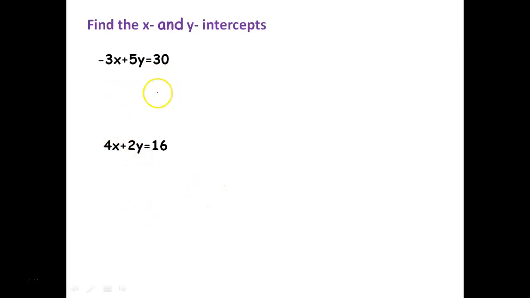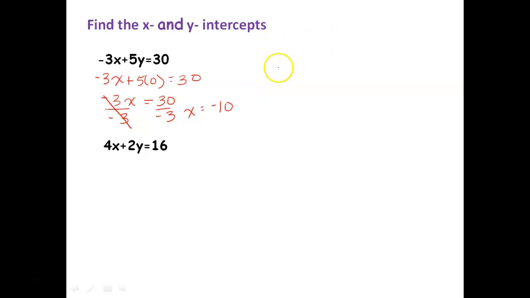Here, I want you to find the x and y-intercept. To find the x-intercept, we're going to set y equal to 0. Negative 3x plus 5 times 0 equals 30. So negative 3x, 5 times 0 is 0, so it just equals 30. So to solve for x, I divide both sides by negative 3. And x equals negative 10. So that is your x-intercept.